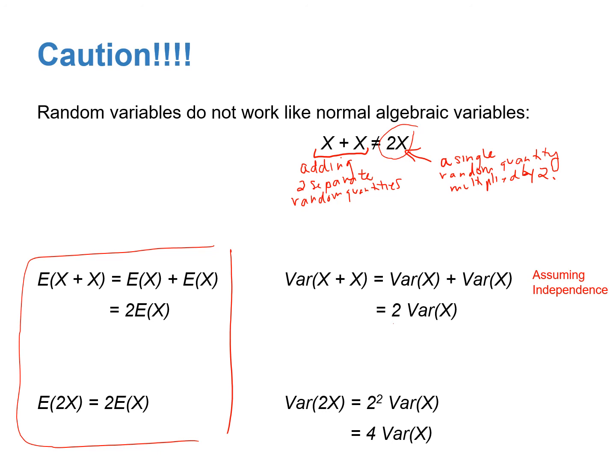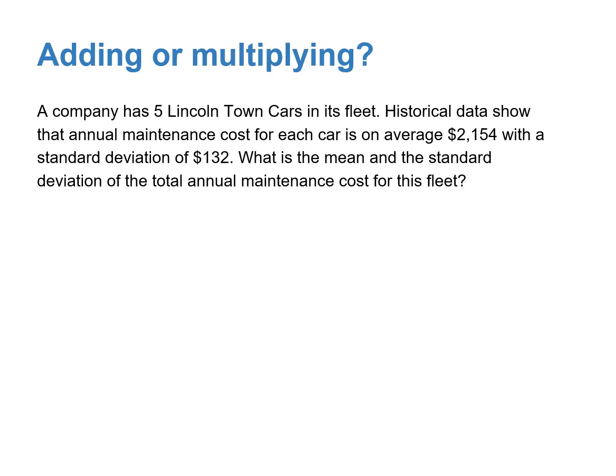So it's really important to think carefully as we're looking at these kinds of linear combination type problems about whether we are adding together multiple random quantities or taking a single random quantity and multiplying it by a constant. As I say, it's really important to think about whether we're adding together separate random quantities or multiplying a single random quantity by some constant.